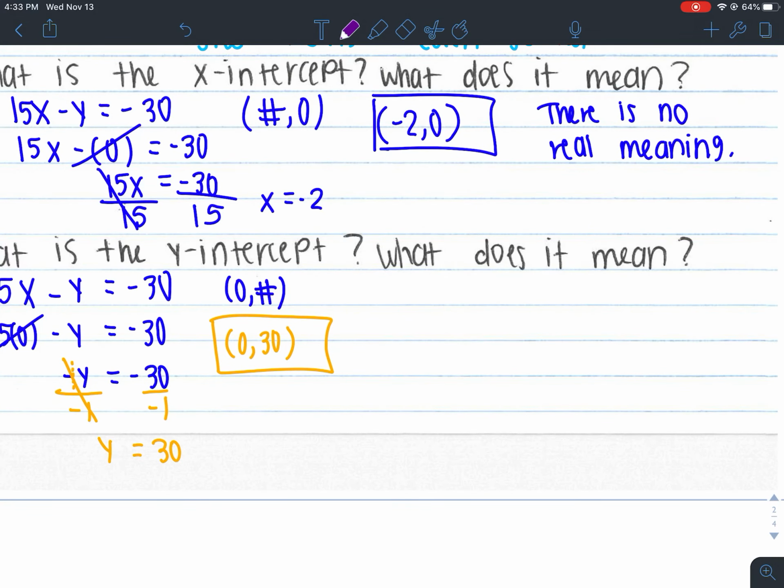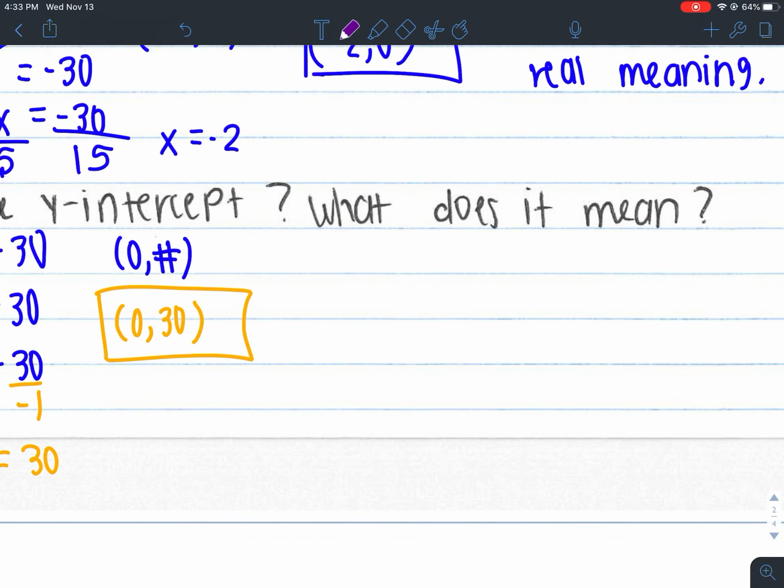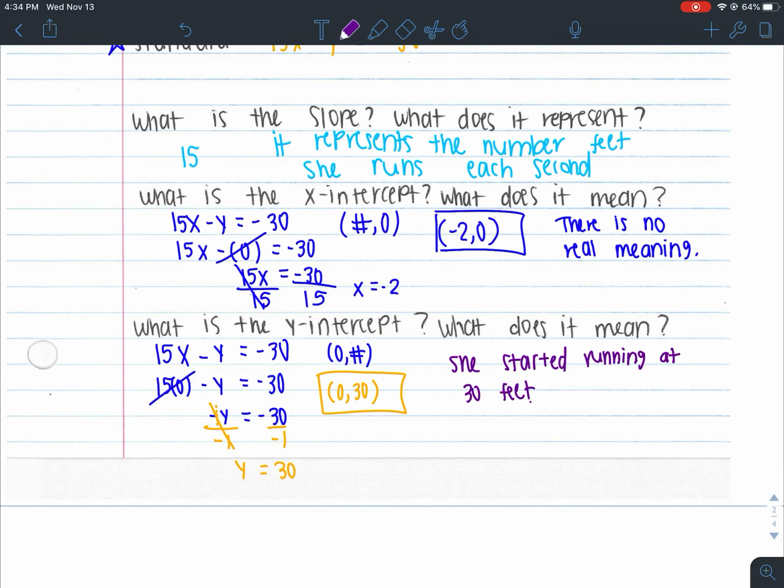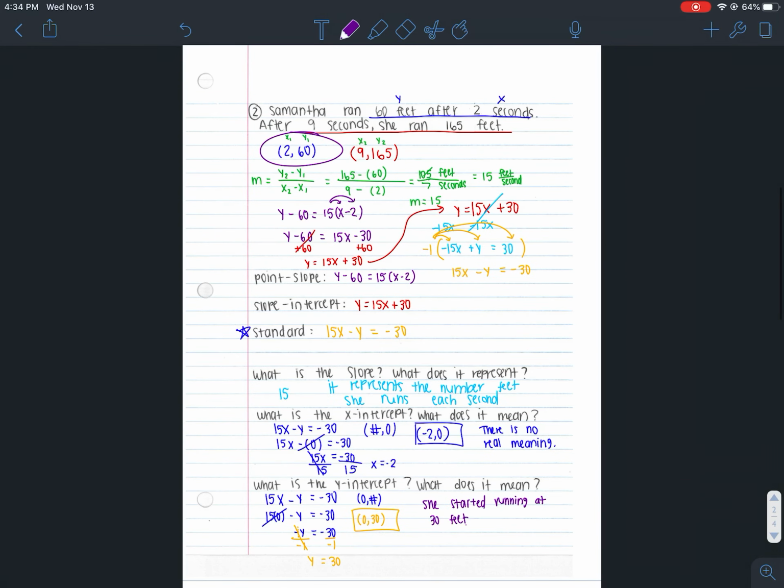So what does this mean? Well, remember, x represents our seconds, our time, and y represents our feet, or our distance. So this is saying that at 0 seconds, she's at 30 feet. What does that mean? Well, remember, a y-intercept is your starting value. So she started at the very beginning, which means no time has gone by. She started at 30 feet when she started running. So at 0 time, she hasn't started, she's at 30 feet. She starts early, 30 feet ahead already.